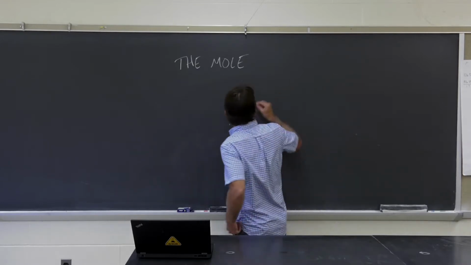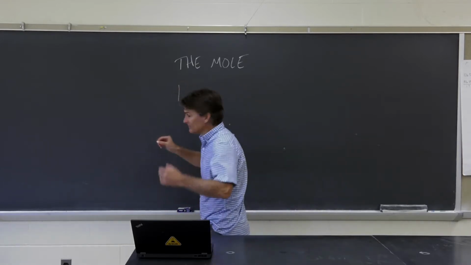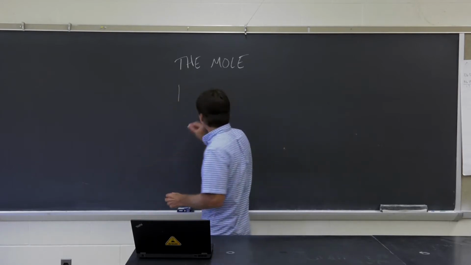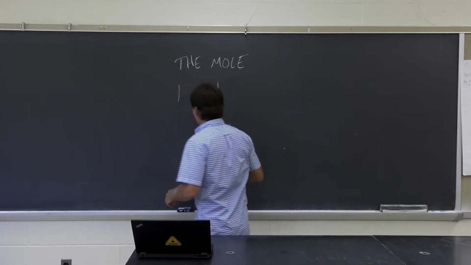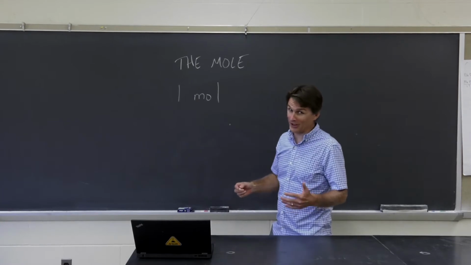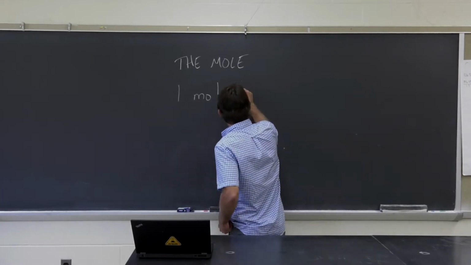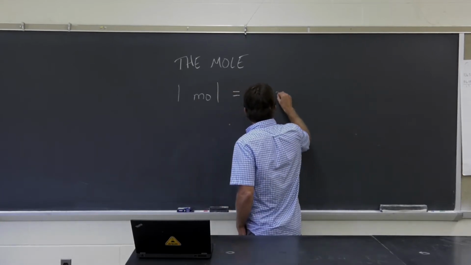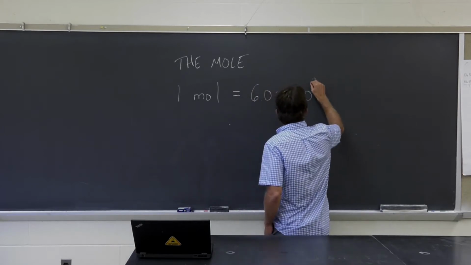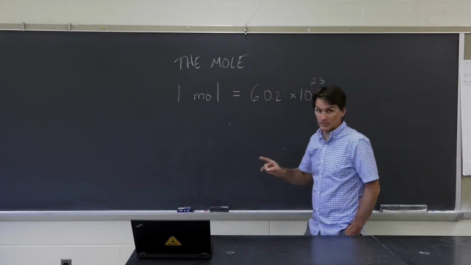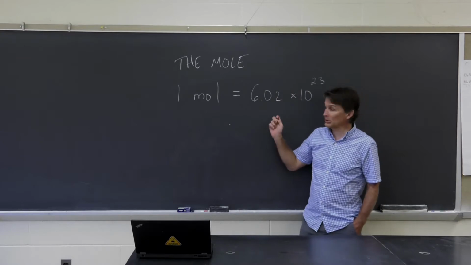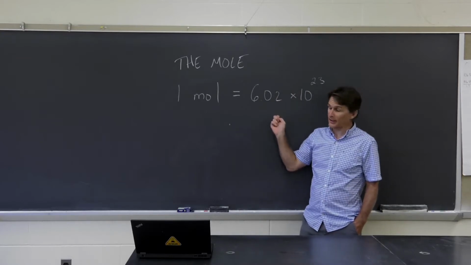And it's equal to, so 1 mole of something, like 1 dozen donuts is 12 donuts. If you could have 1 mole of donuts, you'd have a heck of a lot of donuts. 1 mole is 6.02 times 10 to the power of 23. It's an enormous number, and we'll be using this number quite a bit.